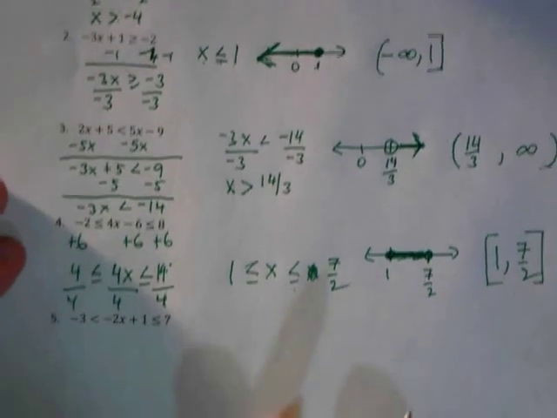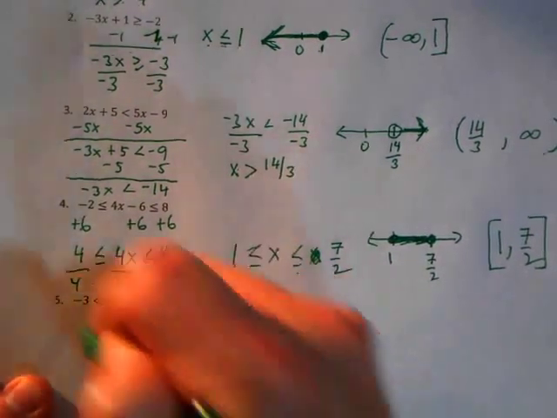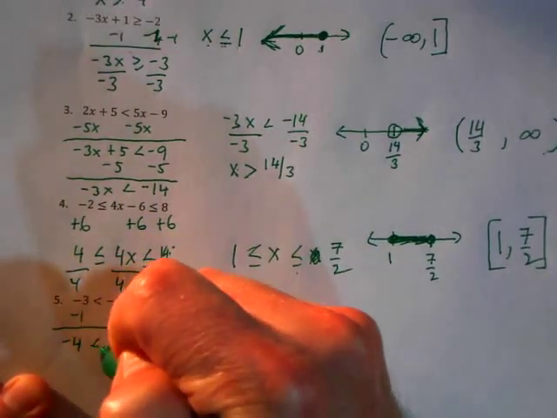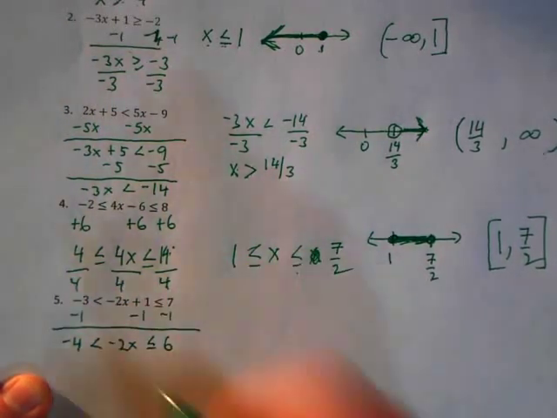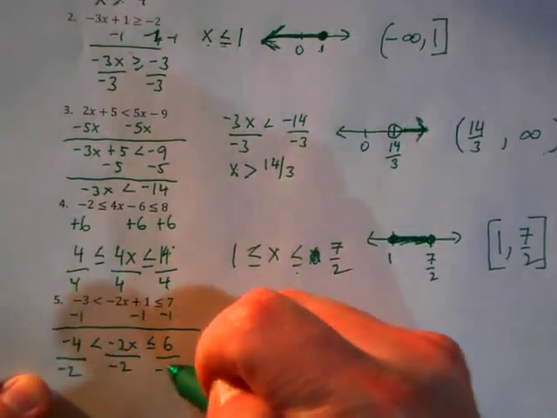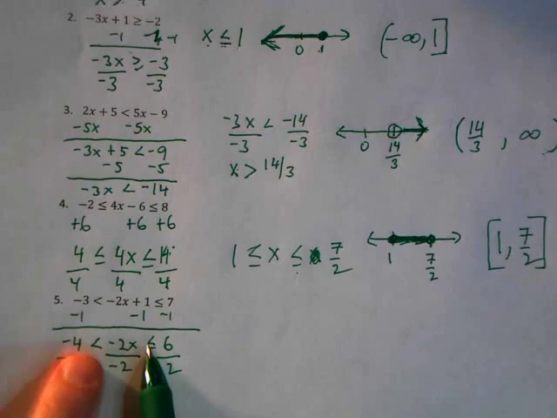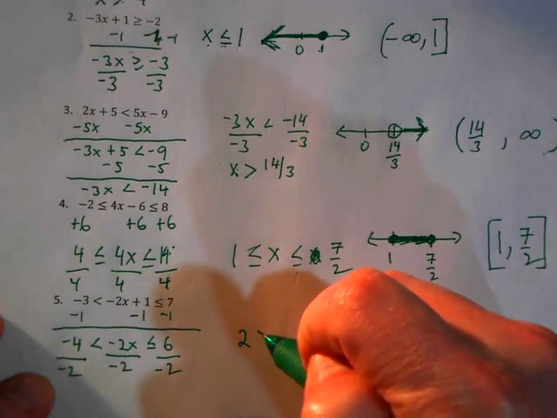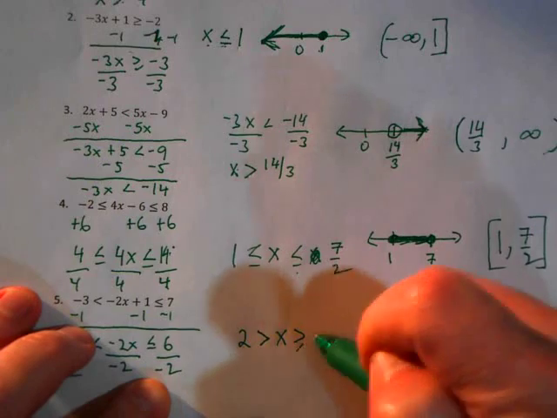Alright, last one. Kind of a similar thing. My goal is to get the x all by itself in the middle. To do that, I have to subtract a 1 everywhere. Minus 4 less than minus 2x less than or equal to 6. And then I have to divide by negative 2. And our same rule applies. If I divide by a negative, I have to flip the inequality. In this case, I have to flip both of them. So negative 4 divided by negative 2, that's going to be 2, is greater than x is greater than or equal to negative 3.